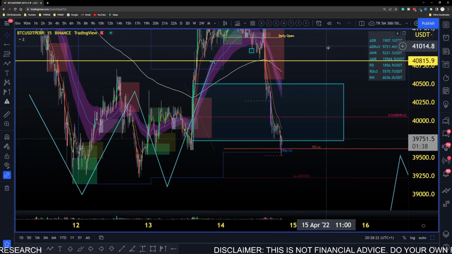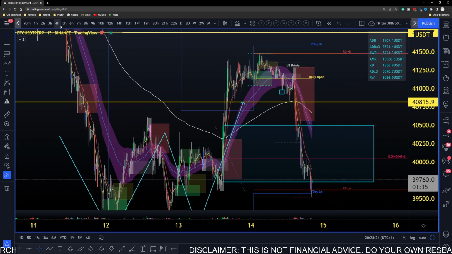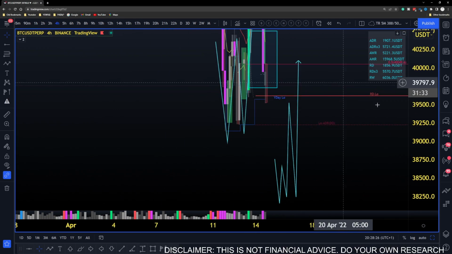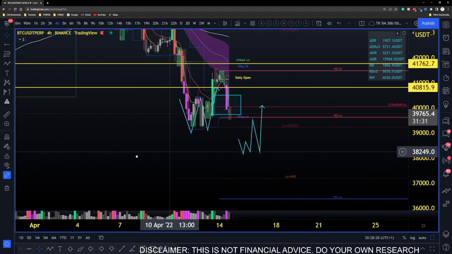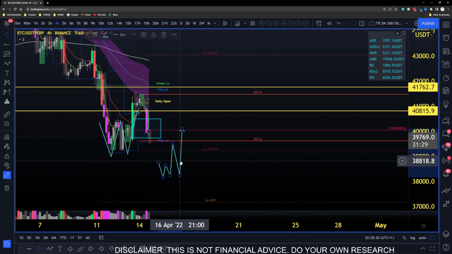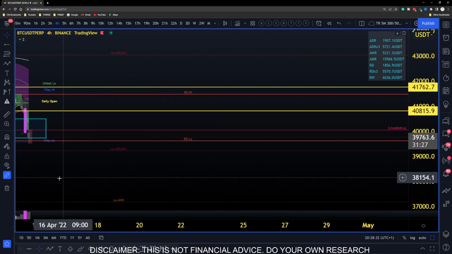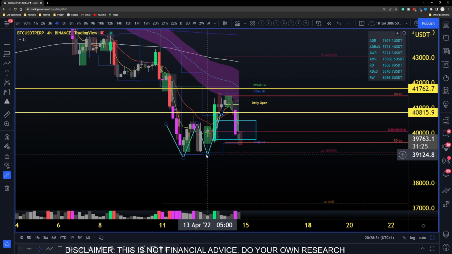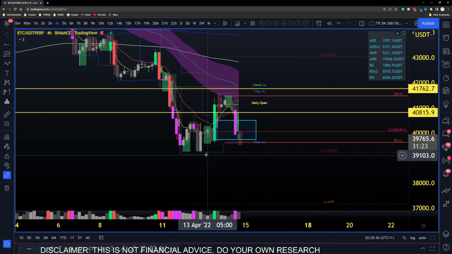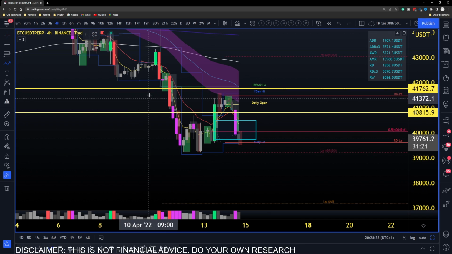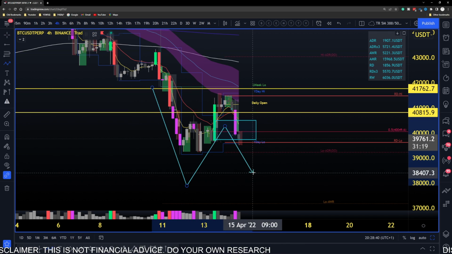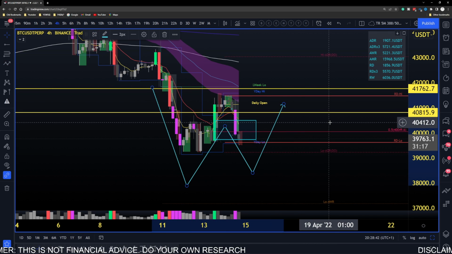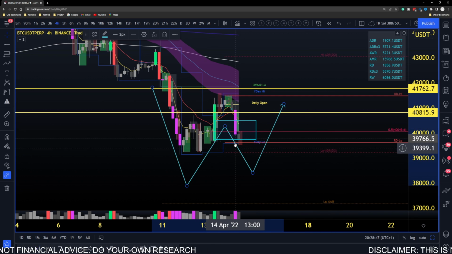Now, if we go to the 4-hour time frame to understand the structure on there, it is clear to us that Bitcoin seems to be forming something different. What if this is going to be the development of a W right here? What would we need to assume? Firstly, Bitcoin would need to hold this range.